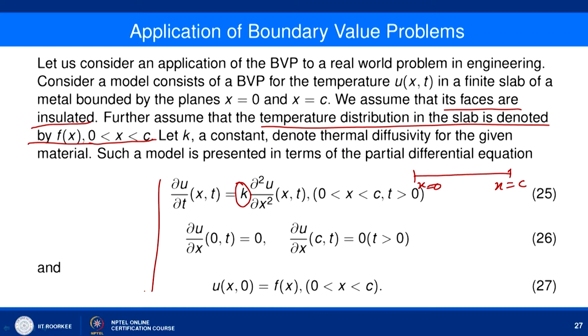the following partial differential equation: ∂u/∂t (x,t) equals k ∂²u/∂x² (x,t), where x lies between 0 and c and t is greater than 0. On the boundary, since it is insulated, ∂u/∂x at x equal to 0 is 0 and ∂u/∂x at (c,t) is equal to 0 for all t greater than 0. These are the boundary conditions, and this is your initial condition. The initial temperature at time t equal to 0 is u(x,0) equal to f of x, that is what we have given here.